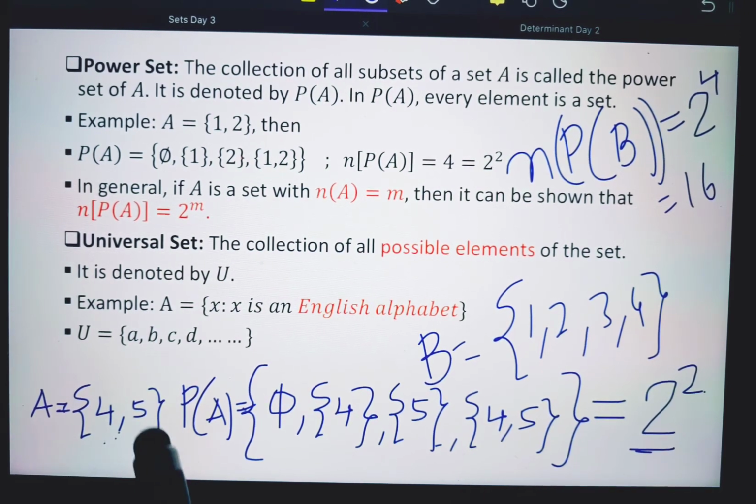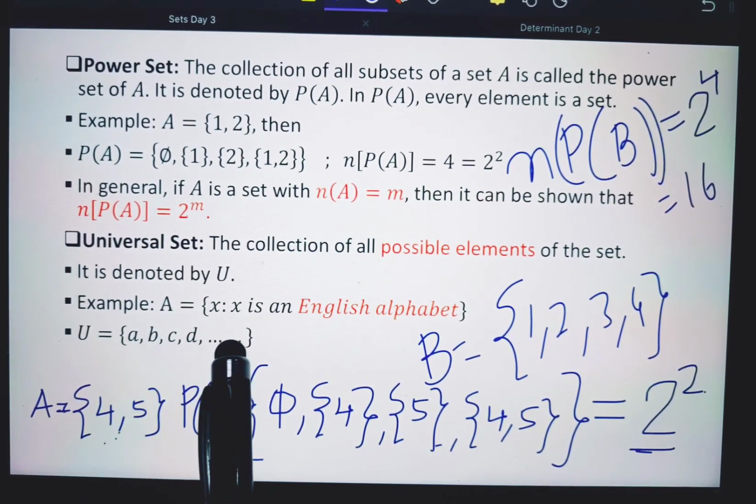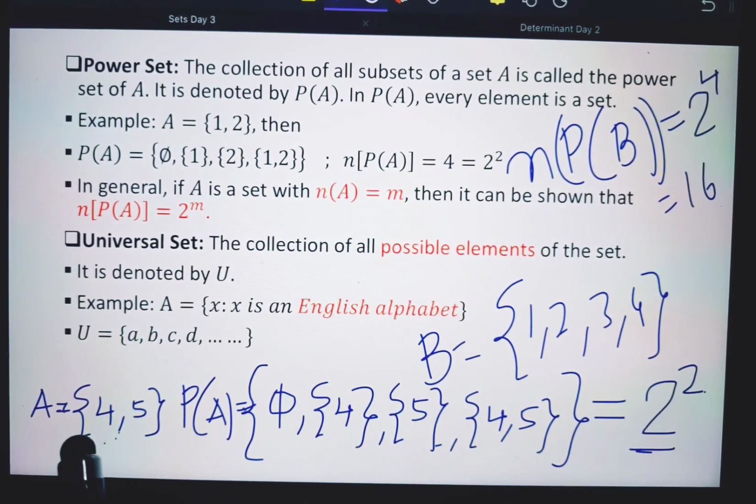Now let's just give an example. Suppose there is a set A, which is the set of English alphabets, right? Now for English alphabets, the universal set will be what? A, B, C, D, E, F, G, H, I, J, K, L, M, N, O, P, Q, R, S, T, U, V, W, X, Y, Z. So a set in which all those elements are there is the universal set. Can you think of any more English alphabets other than them? No. So that's the universal set for English alphabets. Understood? Clear? Okay.